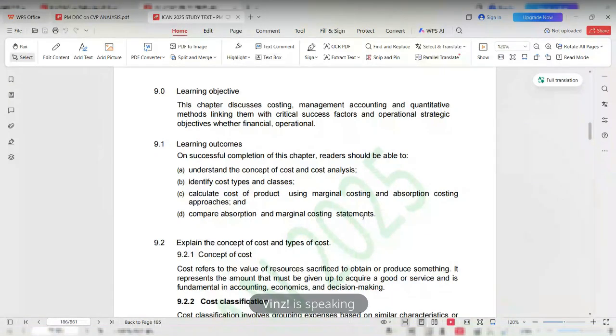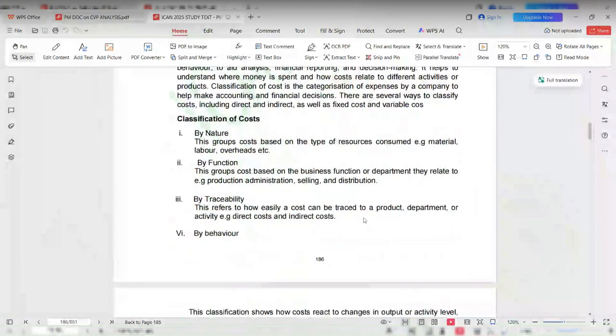What page are you guys on? Sorry. All right, as of now, I'm actually on page 186.